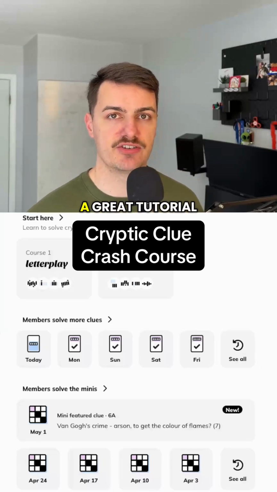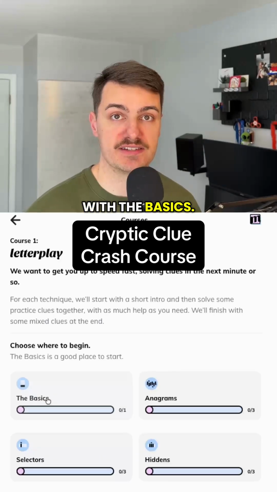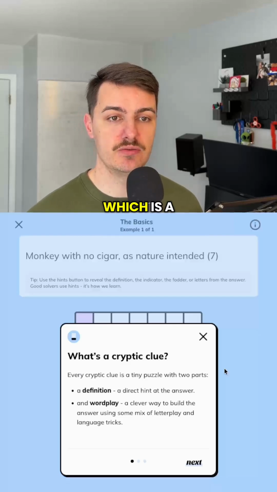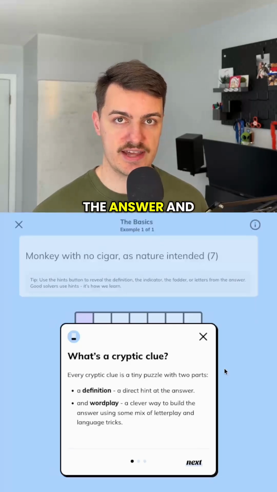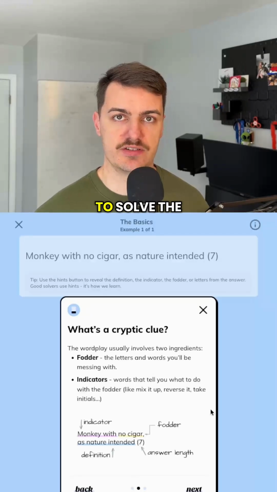The Cryptic website has a great tutorial series that I'm going to be walking through to help you get familiar with cryptic clues. We're going to start with the basics. Every cryptic clue has a definition, which is usually a synonym for the answer, and wordplay. The fodder are the letters or words you'll be messing with to solve the clue, and the indicators are what tell you what to do with the fodder.